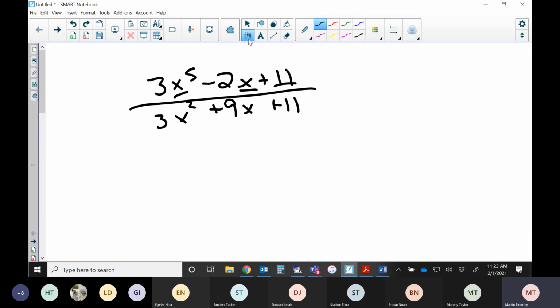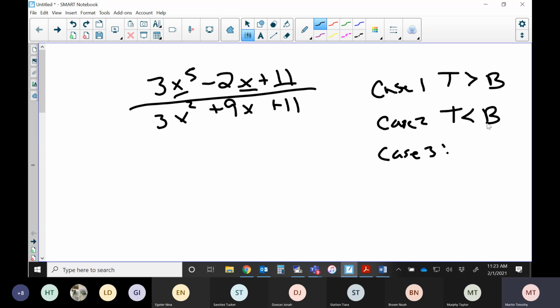Okay, so when I'm in standard form, I have case 1, case 2, and case 3. If top is greater than bottom, it says something. If top is less than bottom, it says another thing. And if top and bottom are equal, it says a third thing. So first off, which case do we have? And you need to memorize these. Because this is a 5, this is a 2, top is greater than bottom. So we have case 1.